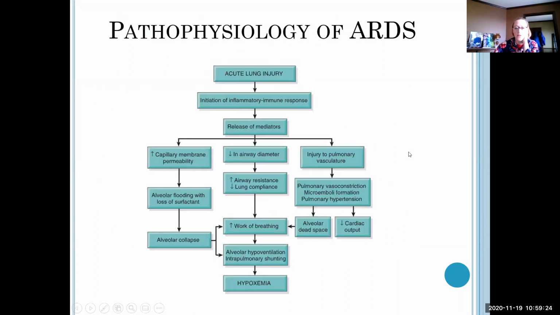So here with your pathophys, you have your acute lung injury, which causes the initiation of that inflammatory response. There's a release of those mediators, which causes increased capillary permeability. The fluid can accumulate in the lungs, decrease airway diameter, and injure the pulmonary vasculature. It just causes a perfect storm of the lungs not working, and can result in alveolar hypoventilation and intrapulmonary shunting that then results in the hypoxemia.